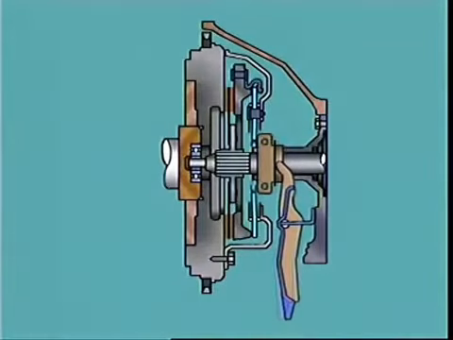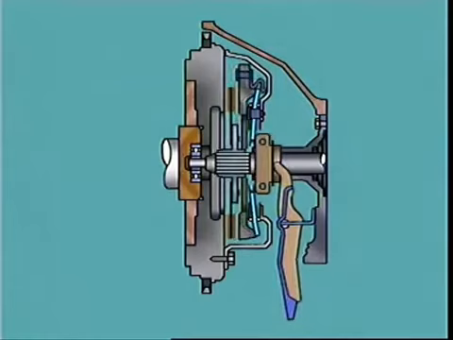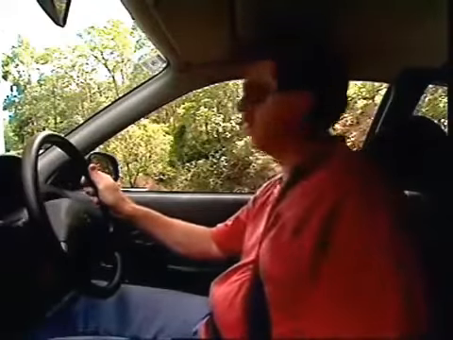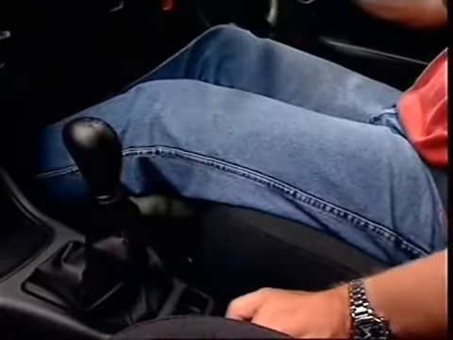Depressing the pedal retracts the pressure plate against the force of its springs and frees the friction disc from its clamping action. Releasing the pedal reapplies the clamping force and reconnects the two units. This control is necessary when placing the transmission into gear. The transmission input shaft must be disconnected from the engine.